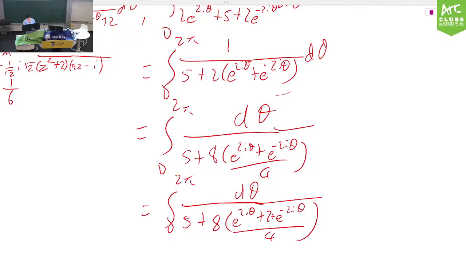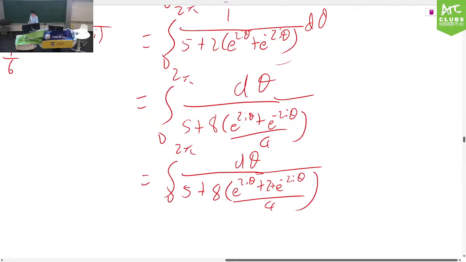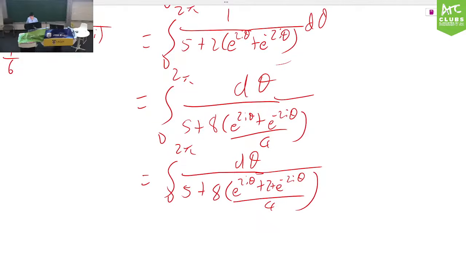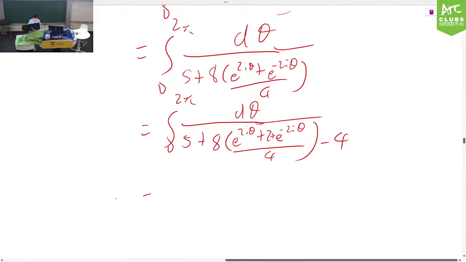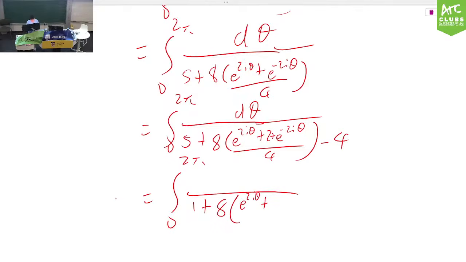So we have this plus 2, but again I'm changing the expression. Since I'm adding something, I need to subtract something to counter that. How much am I actually adding? 2 times 8, that's 16. Divide by 4, so I'm basically plussing 4 to the denominator. To counter that, that's minus 4. Whoa. Okay, so then this thing will go into 1 plus 8, and then e to 2i theta, this stuff.